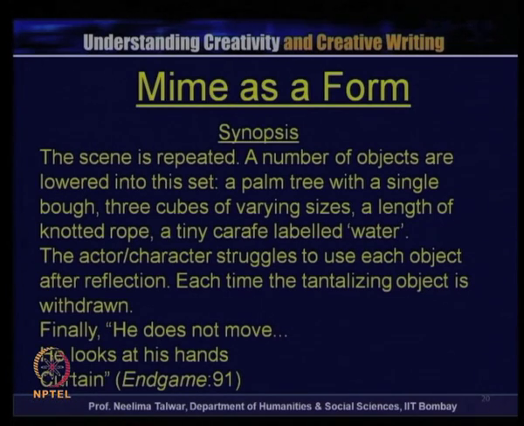A number of objects are lowered into the set, a palm tree with a single bough, three cubes of varying sizes, a length of knotted rope, a tiny carafe labeled water. The actor, and also then the character, the actor who is interpreting the character, struggles to use each object after reflection. Each time the tantalizing object is withdrawn, and so let's look at this synopsis again.